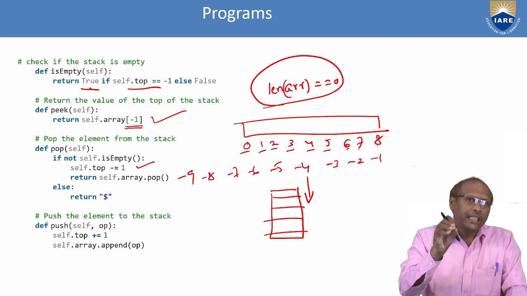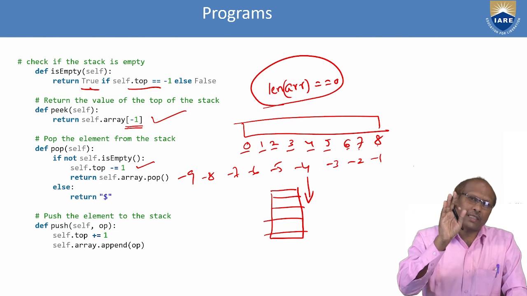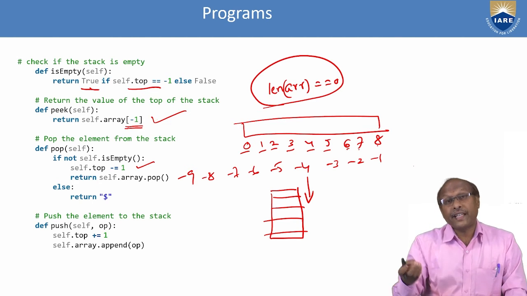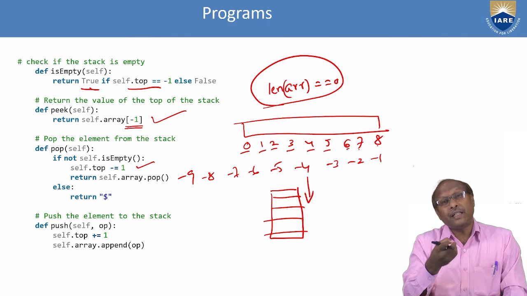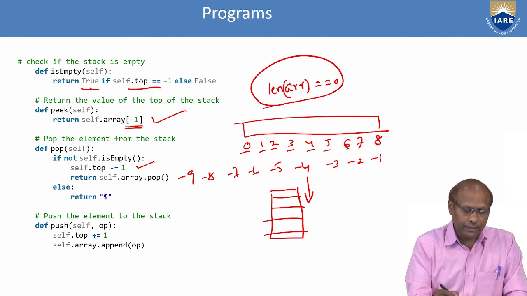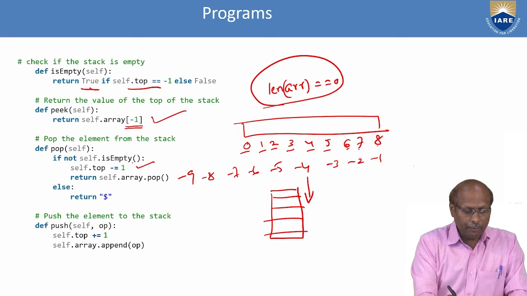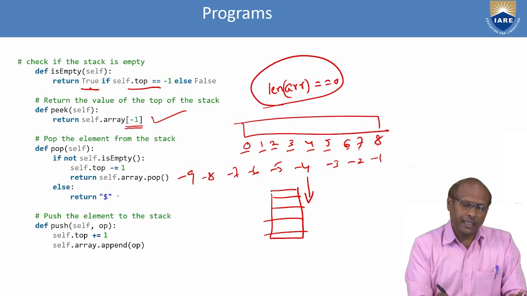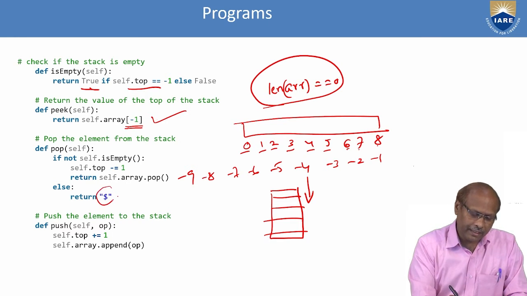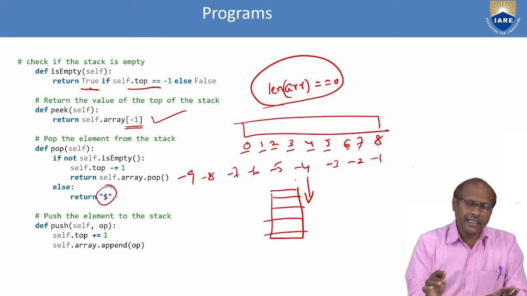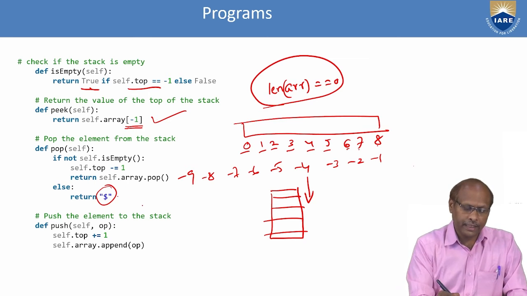In the peek, it will give what value exists at the top of the stack, but it will not remove it. Whereas in the case of pop, it will remove the element and return the value. That is the difference. Otherwise, if it is empty, return the dollar symbol. Simply this is for indication; it is nothing for the evaluation. This indicates it is empty, because it will stop there itself.